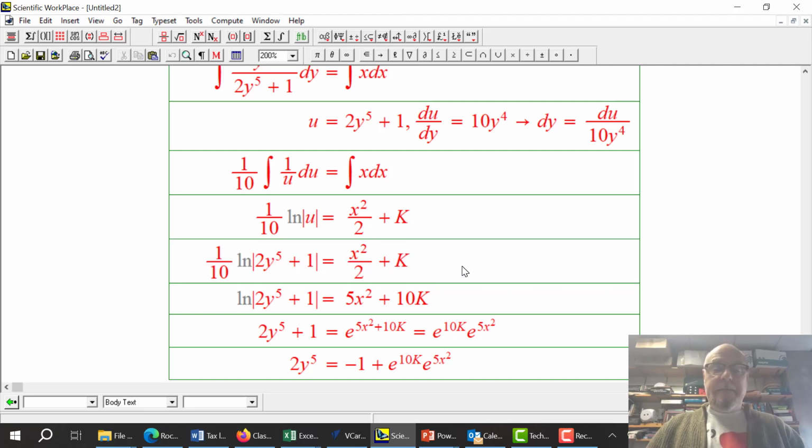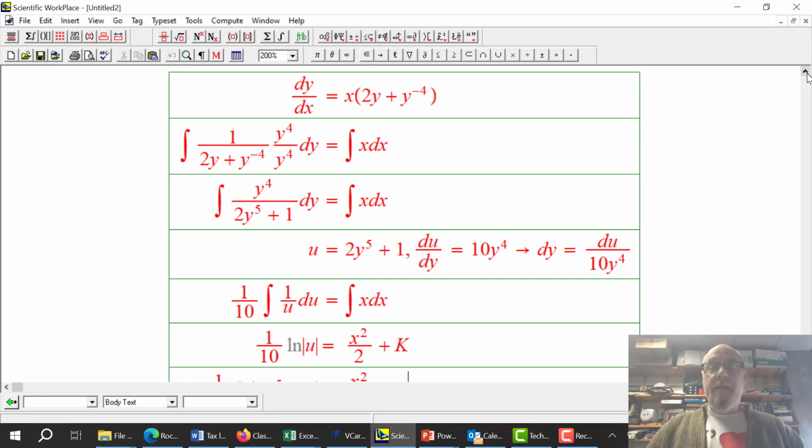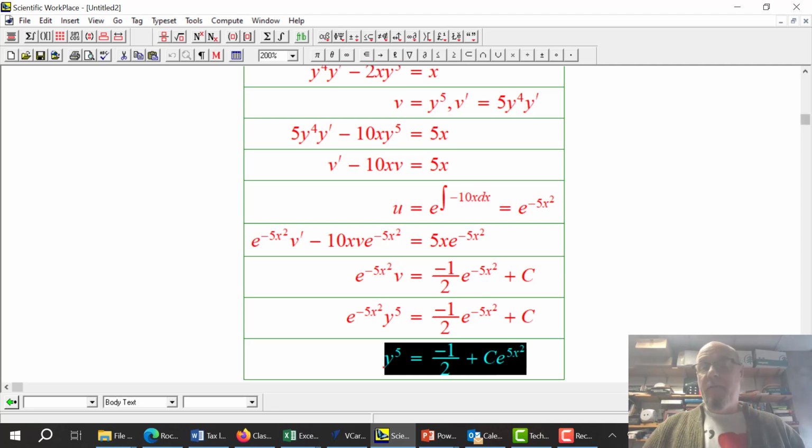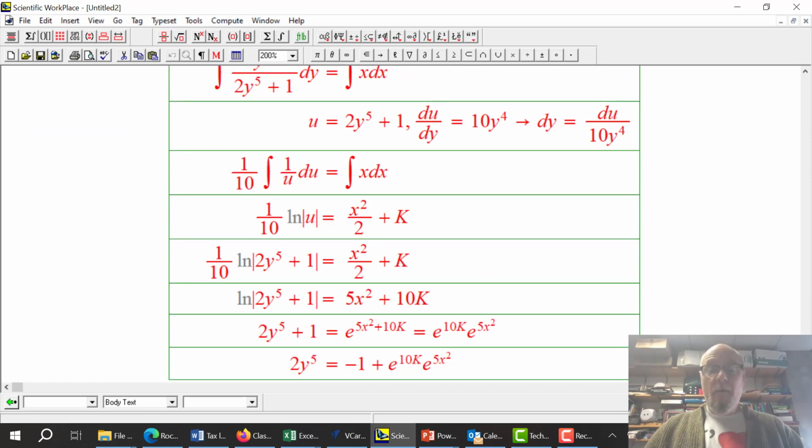Now that doesn't look like this. I know, mumble something about existence and uniqueness, that it must be the same, but let's do a little algebra to prove to myself that it is the same. We're done as far as solving. This is an implicit solution, but let's see if we can make them at least look the same.